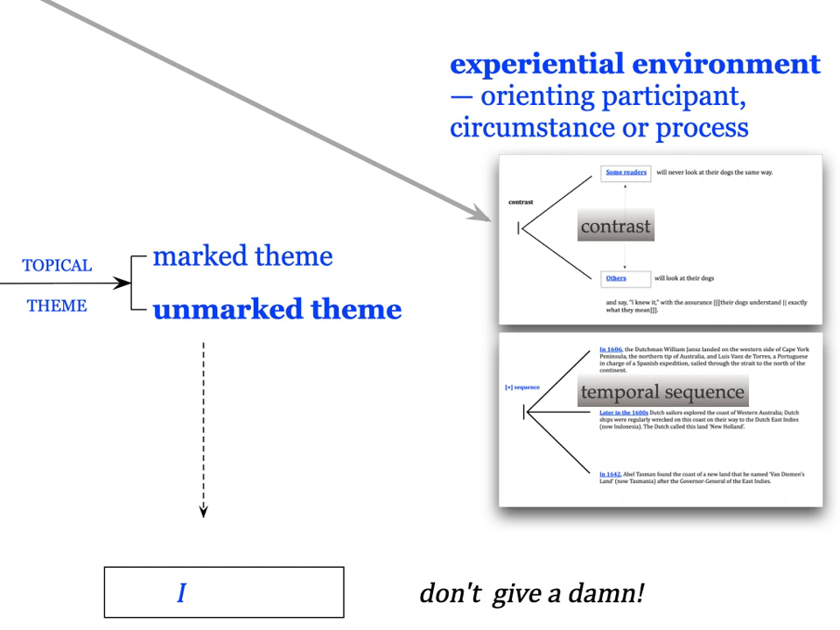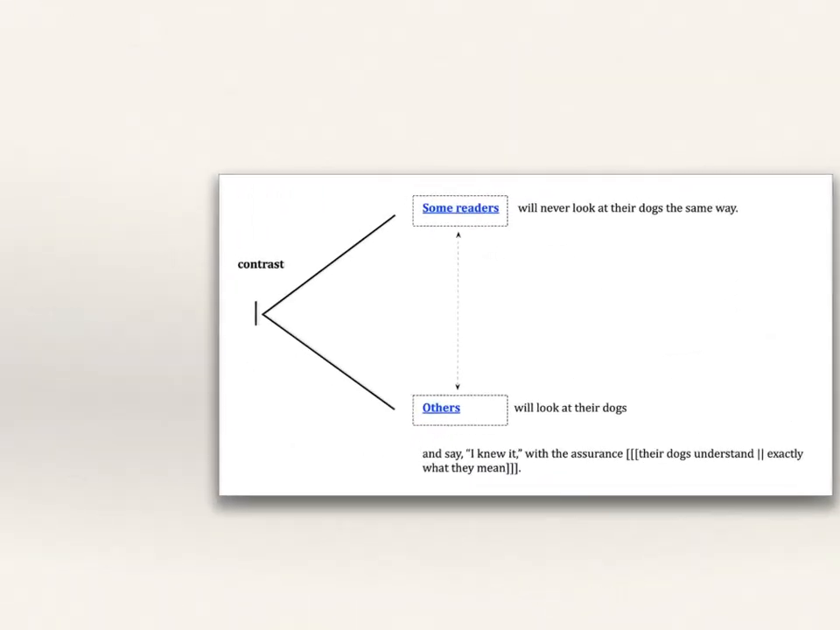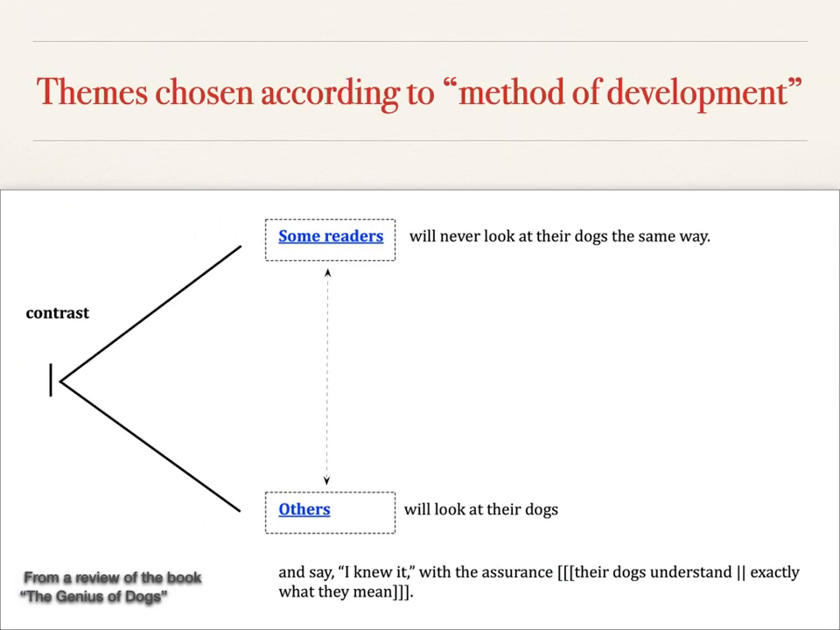And what I would like to illustrate to begin with, before we look at whole text, is a difference between topical theme selected in a passage of text, where the method of development is one of contrast, and another where it is one of temporal process or temporal sequence. So we are actually looking at the experiential environment and the orientation towards the method of development in that experiential environment. So here is an example of a passage of text where a contrast is the local method of development.